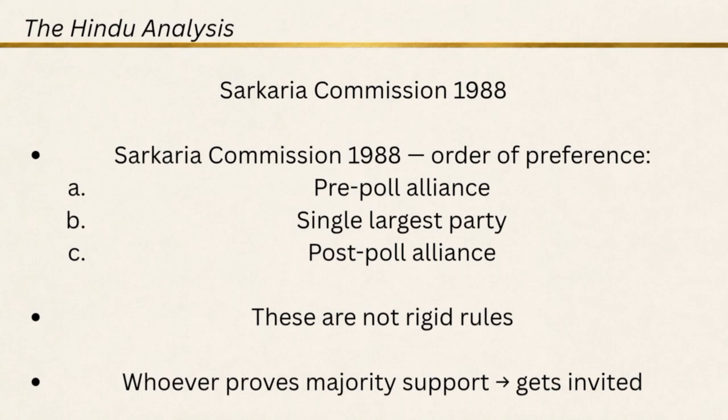The Sarkaria Commission of 1988 gave us a clear order of preference that the governor should follow while inviting someone to form the government. First preference goes to a pre-poll alliance, that is, parties that declared before the election that they will contest together. If that does not work, the single largest party is invited. If that also fails, a post-poll alliance, that is, parties that come together after the election, is considered. However, these are not rigid fixed rules. In many real cases, even if a pre-poll alliance did not get a majority, the governor invited the single largest party if they could show majority support. Ultimately, whoever can demonstrate majority support in the assembly gets the chance.